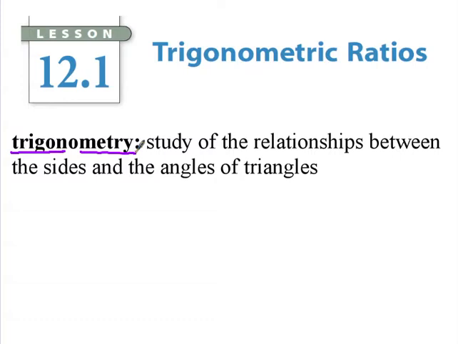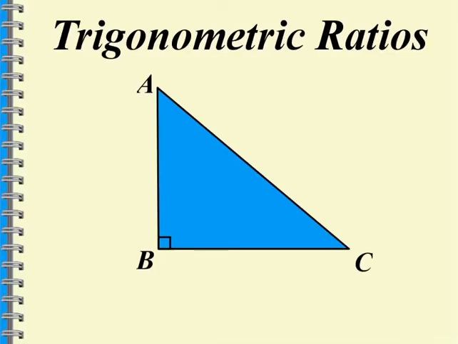And this is something that will follow you through. You'll actually probably use this more in life than probably anything else that we've learned this year. And so we're going to start by talking about the trigonometric ratios. Trigonometric ratios deal with right triangles only. They have to have a 90-degree angle.